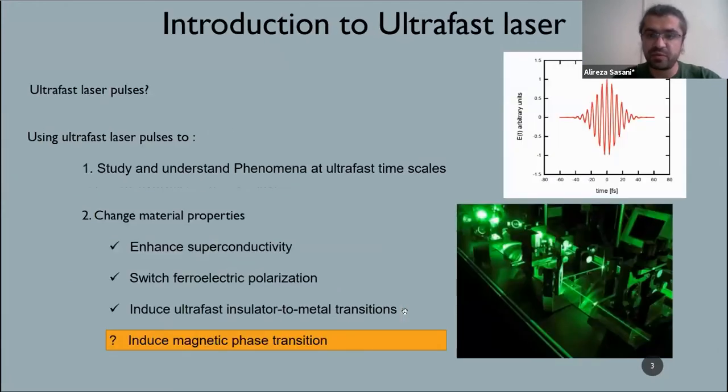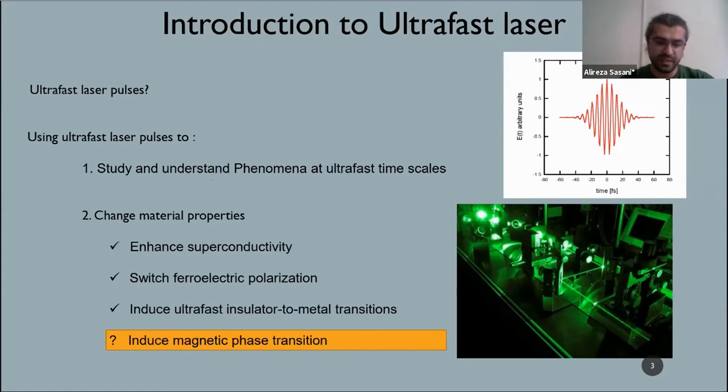Before going further, I would like to give a small introduction to ultrafast lasers. Ultrafast lasers are laser pulses that are very compact in the time domain, on femtosecond time scales. This technology is nowadays being used by different groups with different goals. Some groups are using it to study dynamics of materials at very short time scales, while some other groups are using it to tune and enhance material properties, and enhancement of superconductivity, switching of ferroelectricity, and phase transition from insulator to metal have already been achieved. But we are going to focus on inducing magnetic phase transition using ultrafast lasers.